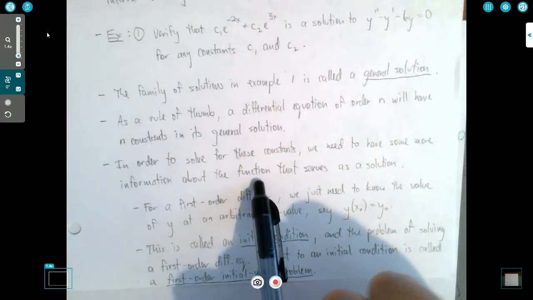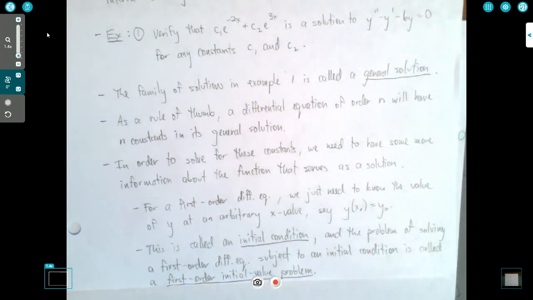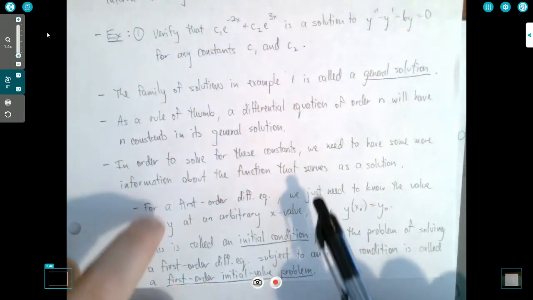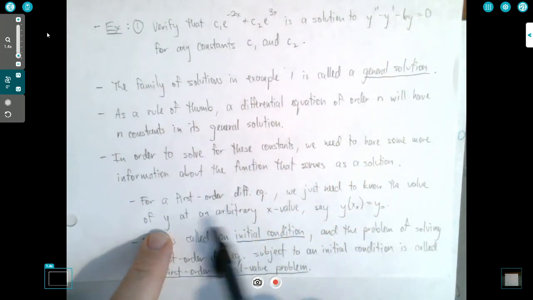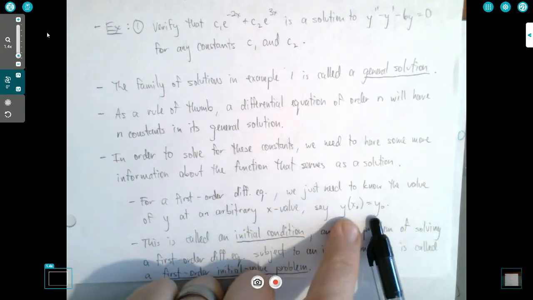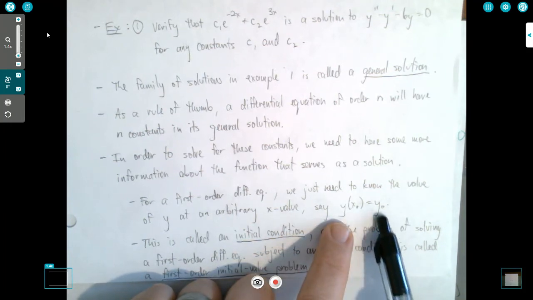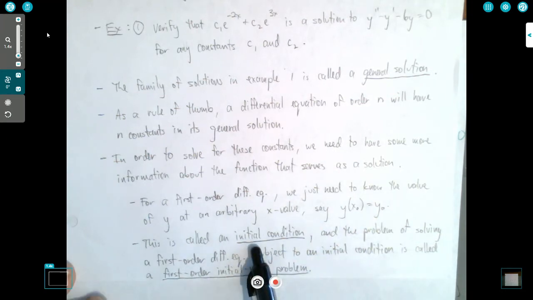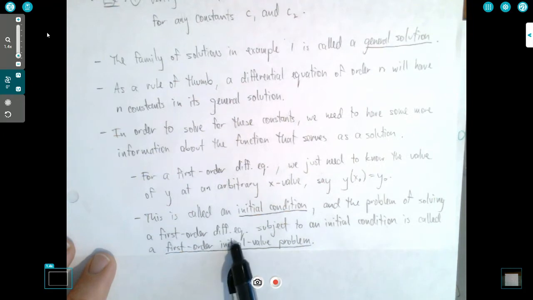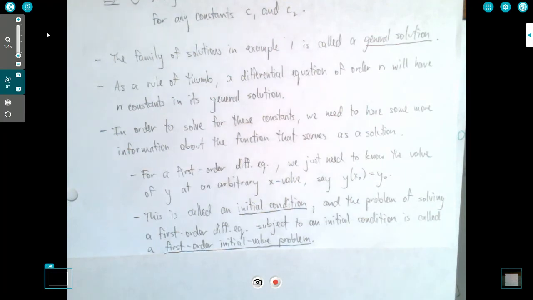In order to solve for these constants, we need to have some more information about the function that serves as a solution. Since we're going to look at some first order differential equations in this class, we just need to know the value of y at an arbitrary x value. We usually denote that by saying y of x naught, that's our arbitrary x value, equals y naught, that's the resulting y value. So this is called an initial condition. And the problem of solving a first order differential equation subject to an initial condition is called a first order initial value problem.